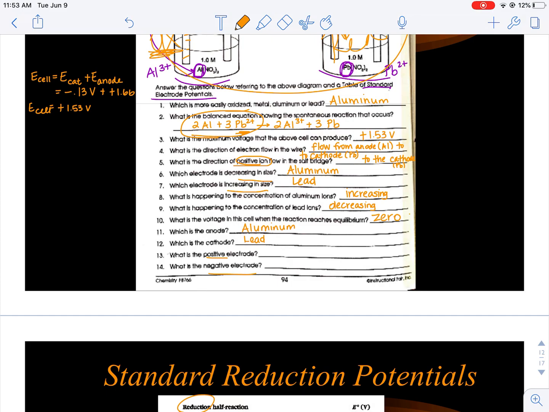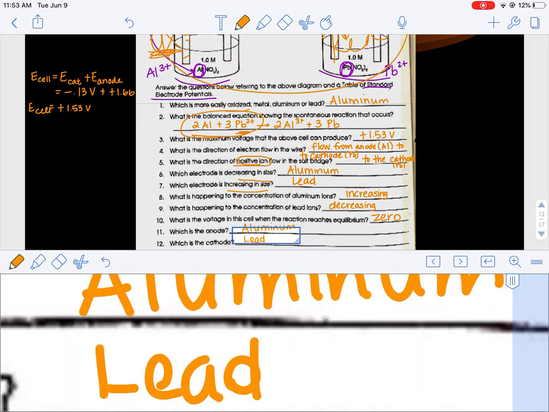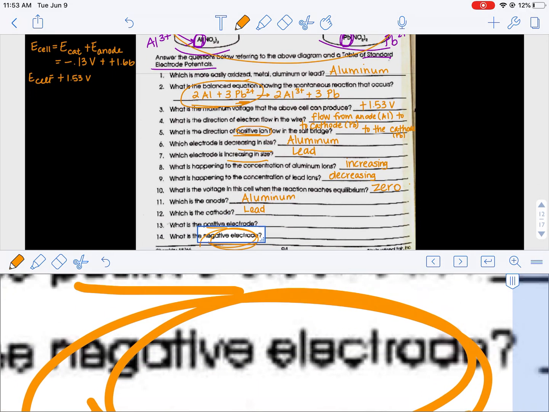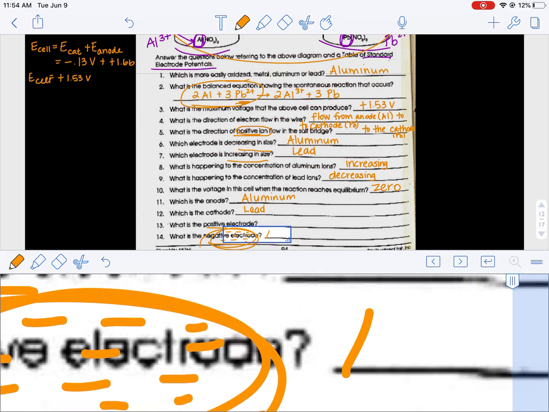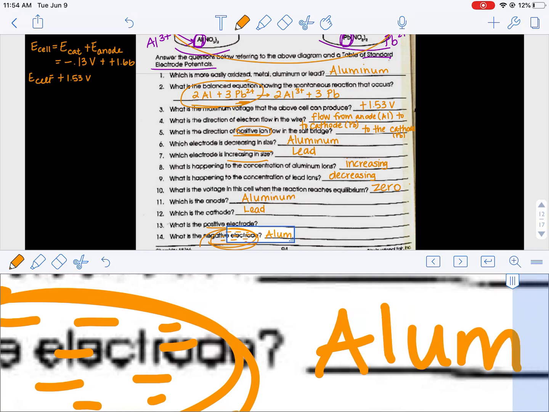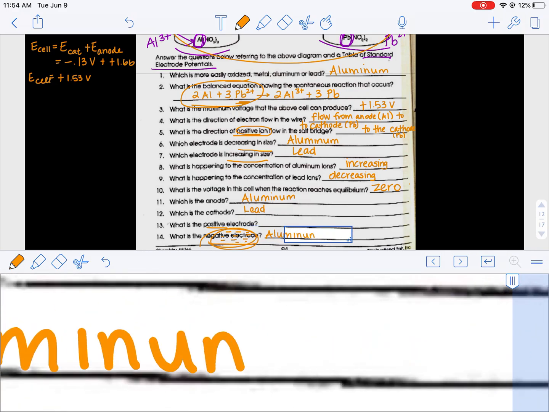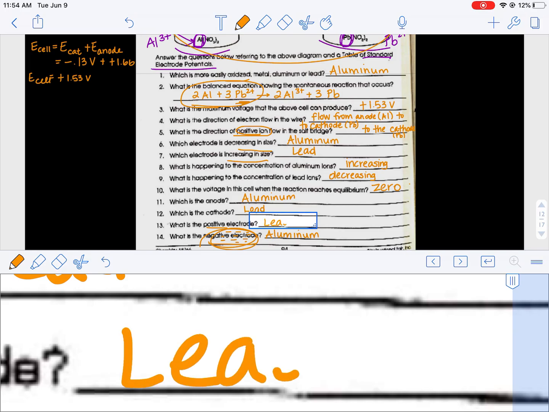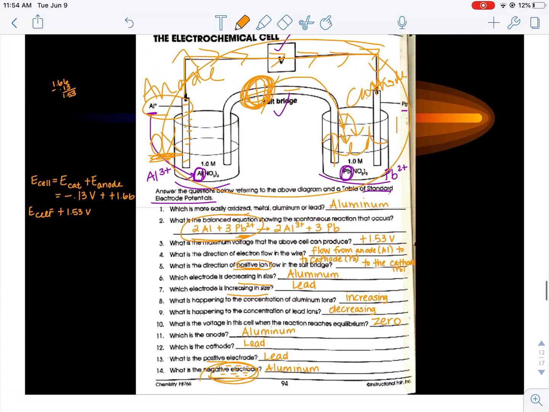What's the positive electrode and what's the negative electrode? Again, electrodes are our metal bars. I always like to go with the negative one first because I like to think this out logically. The negative electrode is the one where the electrons are going to build up because they're being lost. Lost electrons is oxidation. The oxidation takes place at the anode, so aluminum is going to be my negatively charged electrode, and by default, my other electrode needs to be positive.